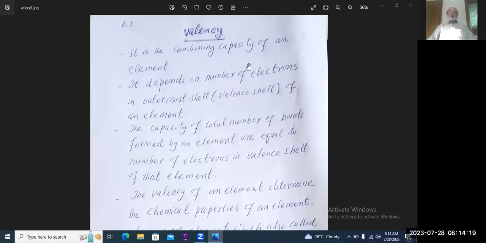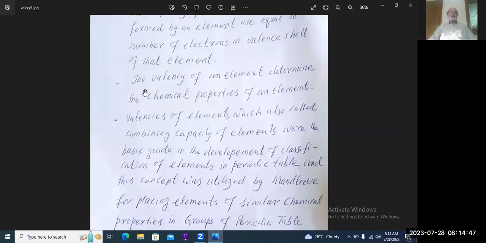Valency is the combining capacity of an element. It depends on the number of electrons in the outermost shell, also called the valence shell of the element. The total number of bonds formed by an element is equal to the number of electrons in the valence shell of that element. The valency of an element determines its chemical properties.